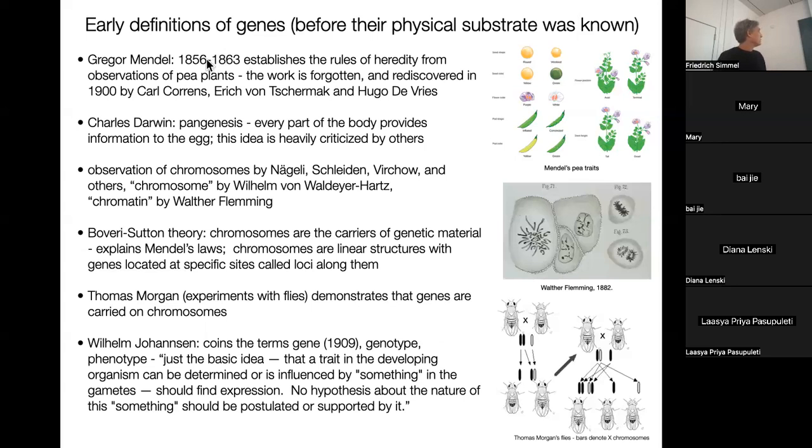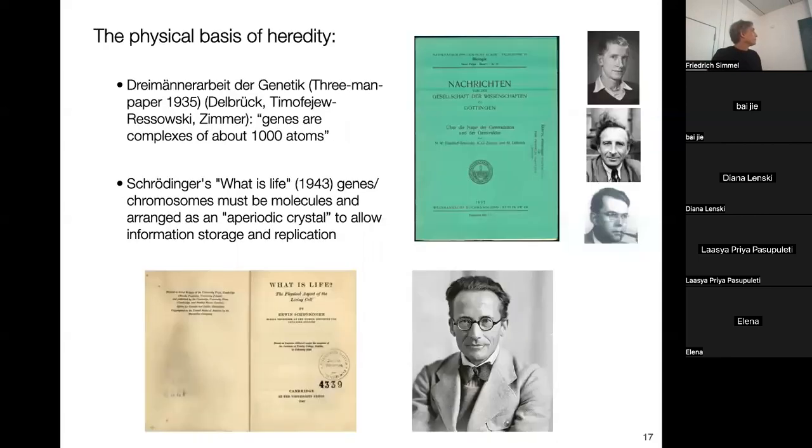So you see that these are things that really took a very long time, over many decades, until people figured out what is going on here. And the term gene itself actually apparently emerges in 1909, where this, I think, Swedish biologist Wilhelm Johannsen coins the term gene, and he says, this is just the basic idea that a trait in the developing organism can be determined or is influenced by something in the gametes, and no hypothesis about the nature of this something should be postulated supported by it. So he just wanted to have a name for this kind of vague feeling that there is something that is responsible for this.